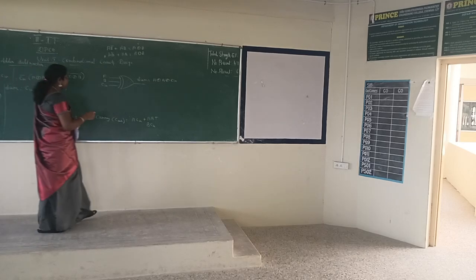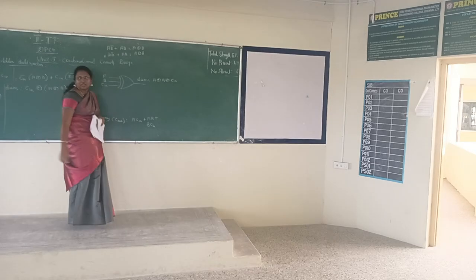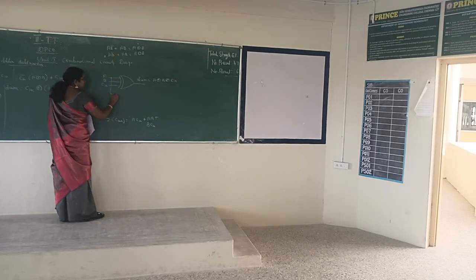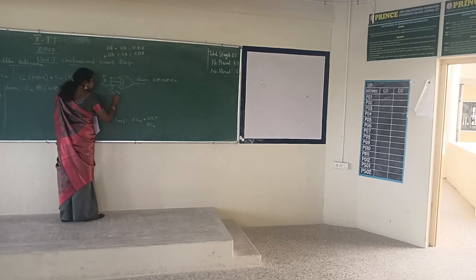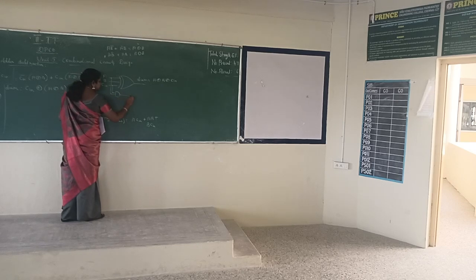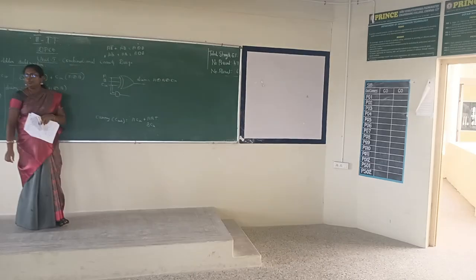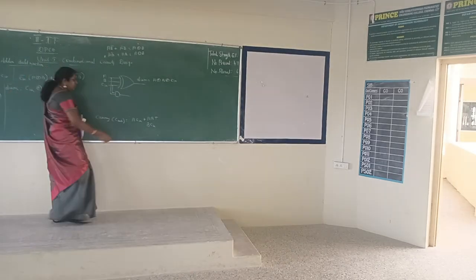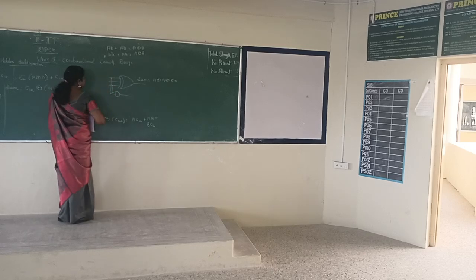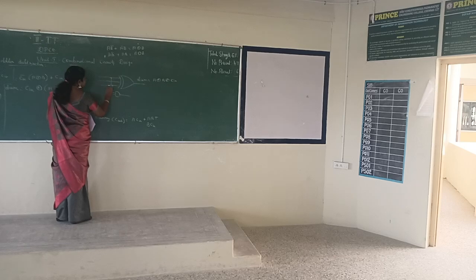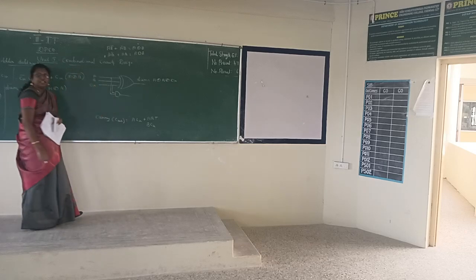What's carry? First we have A and C in. So take a line from A, take a line from C in. Give it to an AND gate. So what will be the output of this AND gate? A, C in. Next, what is the next term? A, B. So what's the next one? A, B.